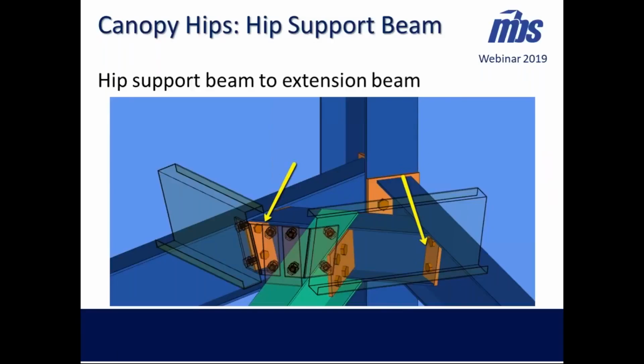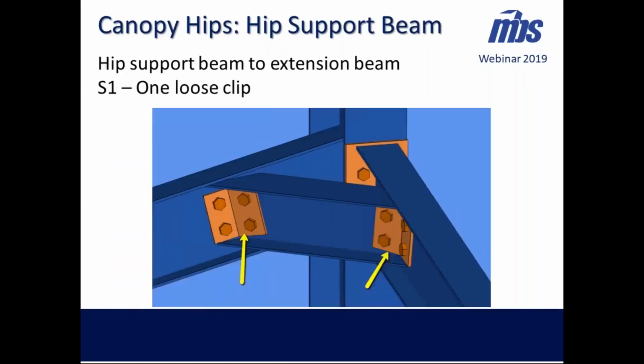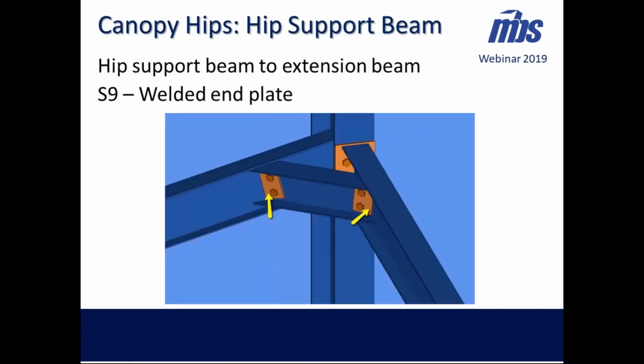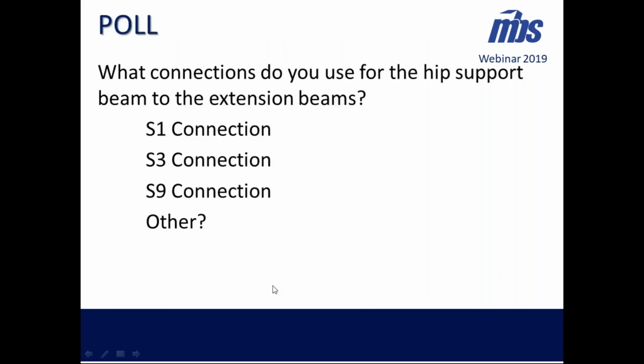Next, we're looking at the hip support beam and how it's going to connect to the extension beam. So one connection is we might be able to use a loose clip there to attach on each end. Maybe we can get a welded in plate on that hip support beam to bolt to that extension beam web. And the other option is maybe the S9 where we have the welded in plate on the extension beam web to bolt to the hip support beam. So as you guessed it, we're going to try and get a poll here and see what everybody thinks. Which ones would they use?